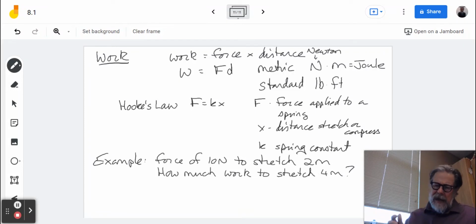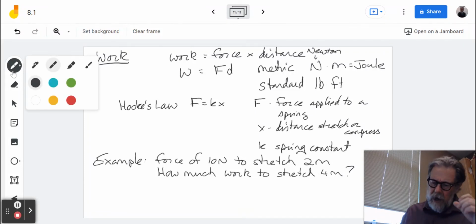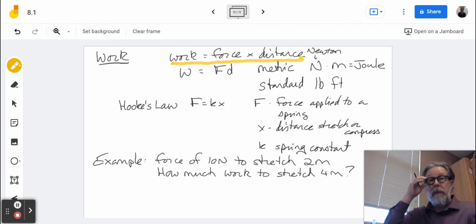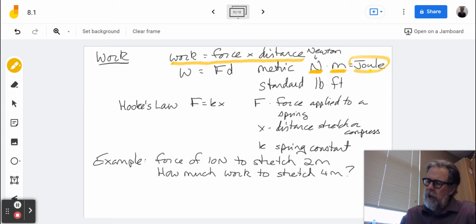All right, welcome back. We're going to talk about work and a special definition of what we call work, which is from physics. And we know that work is just equal to the force that you applied to something multiplied by the distance that it moved. Our basic equation: work equals force times distance. Our units in the metric system are newtons, which is a measure of force, times meters. A newton meter is also called a joule.